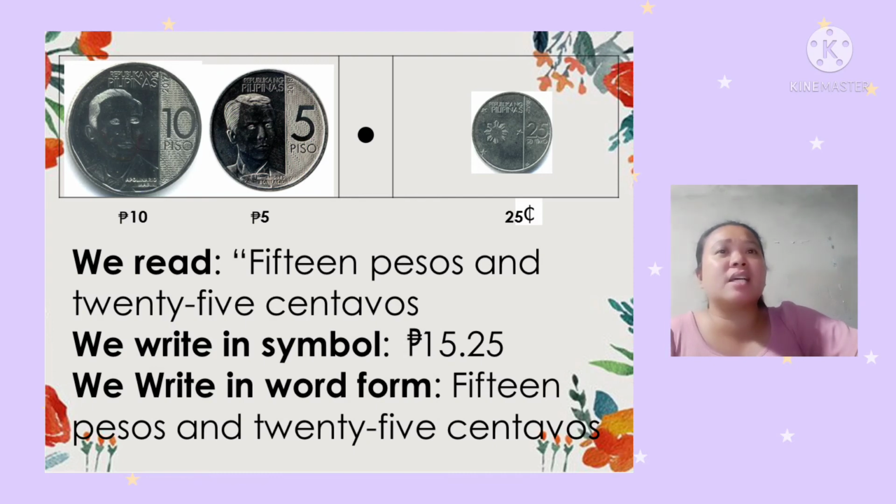Okay, so we have here 10 pesos and 5 pesos. And the other one is 25 centavos. So we read it 10 plus 5, we read it 15 pesos. The dot, you're gonna say and, and then read the money, the 25, the centavos. Okay po? So 10 plus 5, we have 15 and 25 centavos. So we read or we say like this, 15 pesos and 25 centavos. And this is how to write the money in symbol.